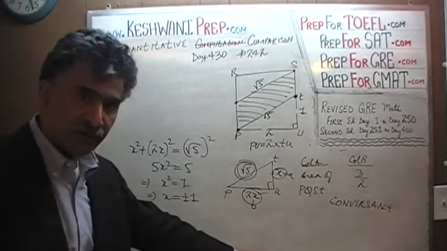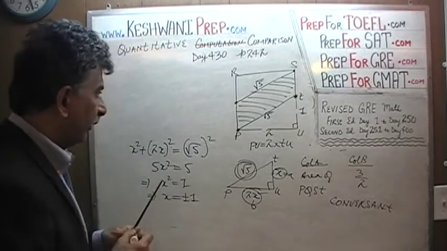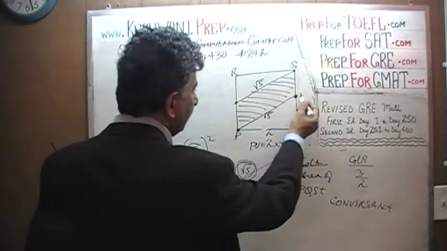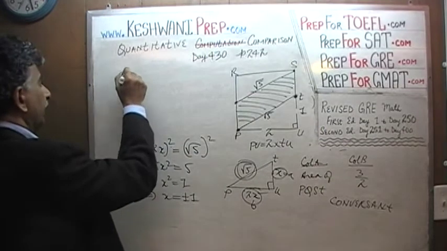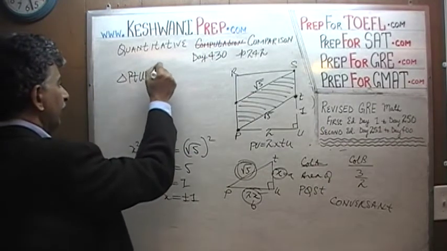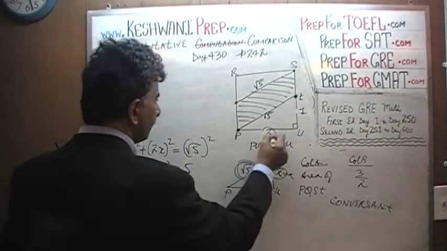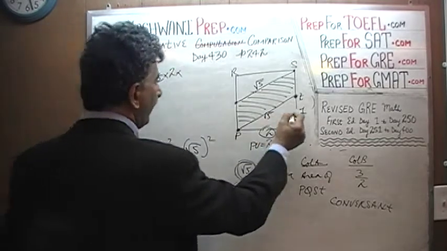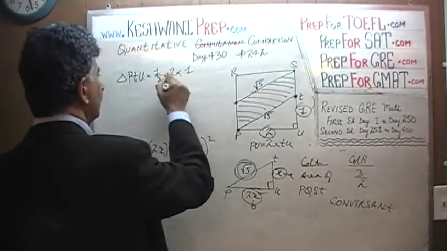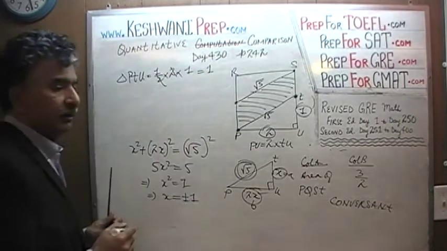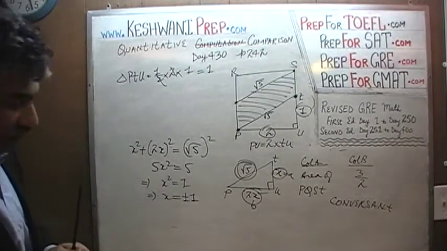In order to figure out the area of the shaded region, that's very straightforward. Let's figure out the area of the triangle PTU. Area of the triangle PTU is simply 1 half base, which is 2, times height, which is 1. So 2 cancels out, and the area of the triangle PTU is just 1. Are you still with me?